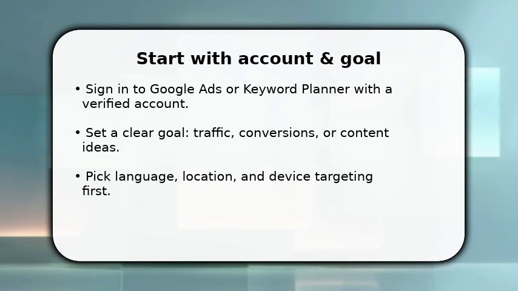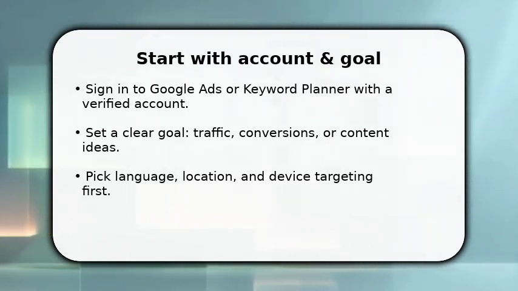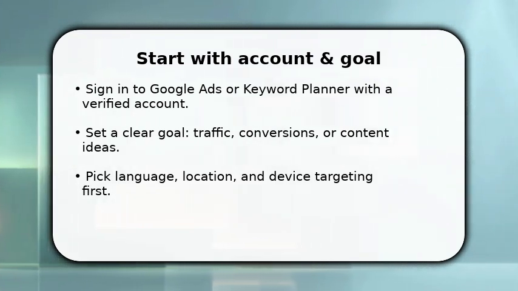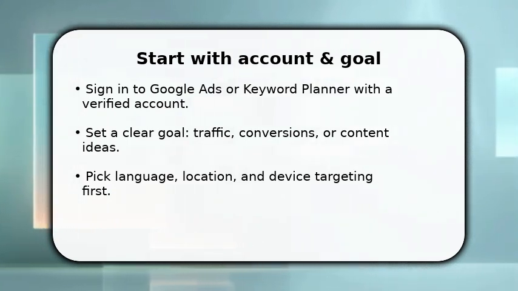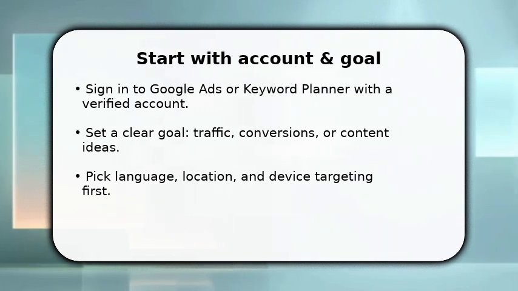Enjoy the video. You need a Google Ads account and a clear target before you begin. Once signed in, open Keyword Planner and choose Discover New Keywords. Enter seed terms or a landing page. This gives you raw ideas. Make sure you set location, language, and device filters now so results match your audience.